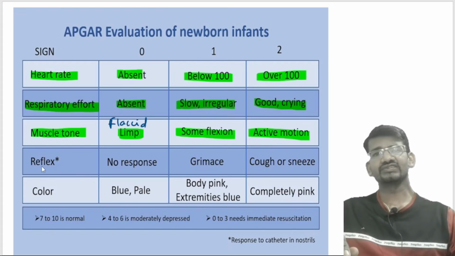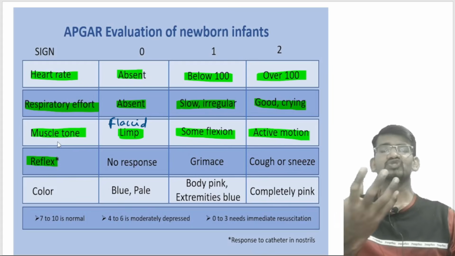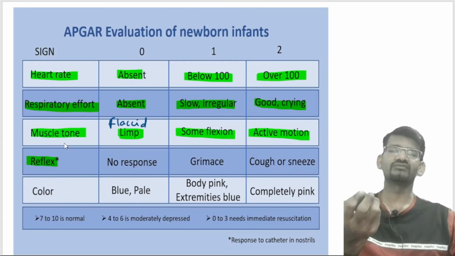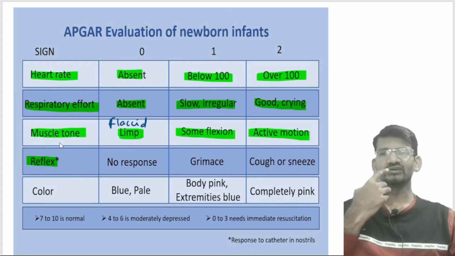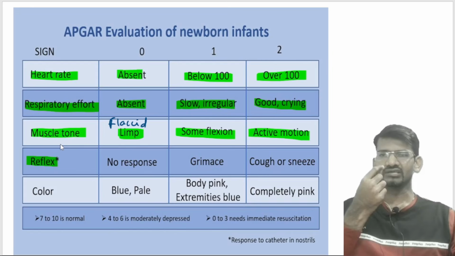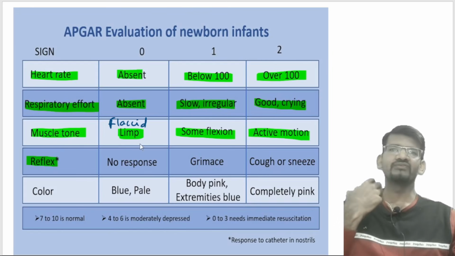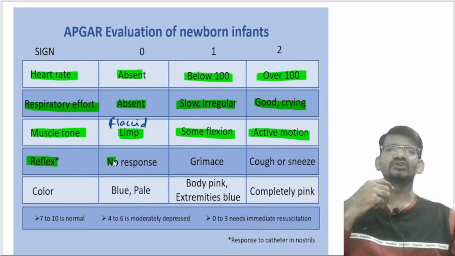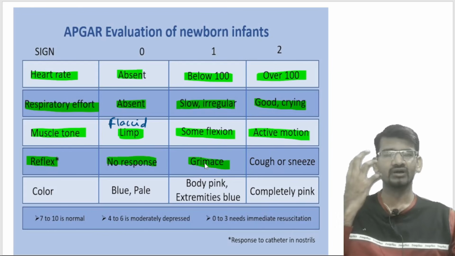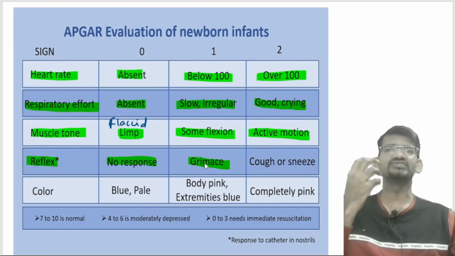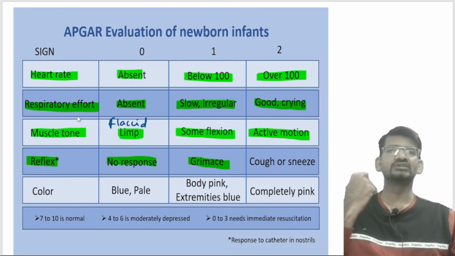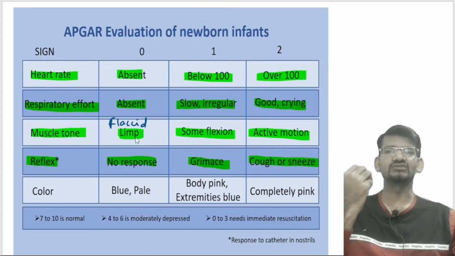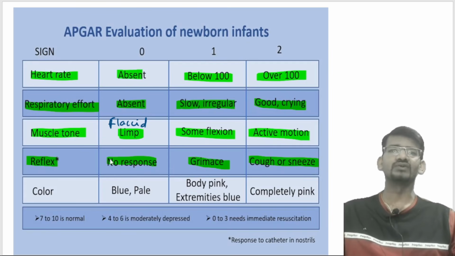Then reflex. The reflex is assessed by giving some stimulus. So to assess the reflex in the newborn, we insert the NG tube in the nostrils. When we insert the NG tube in the nostrils, if the baby doesn't give any response, then a score of 0. And grimacing movement, grimace means some facial movements or expressions can be seen in response to the stimulus, that is a score of 1. And if the baby coughs or sneezes in response to the stimulus, then we give a score of 2.